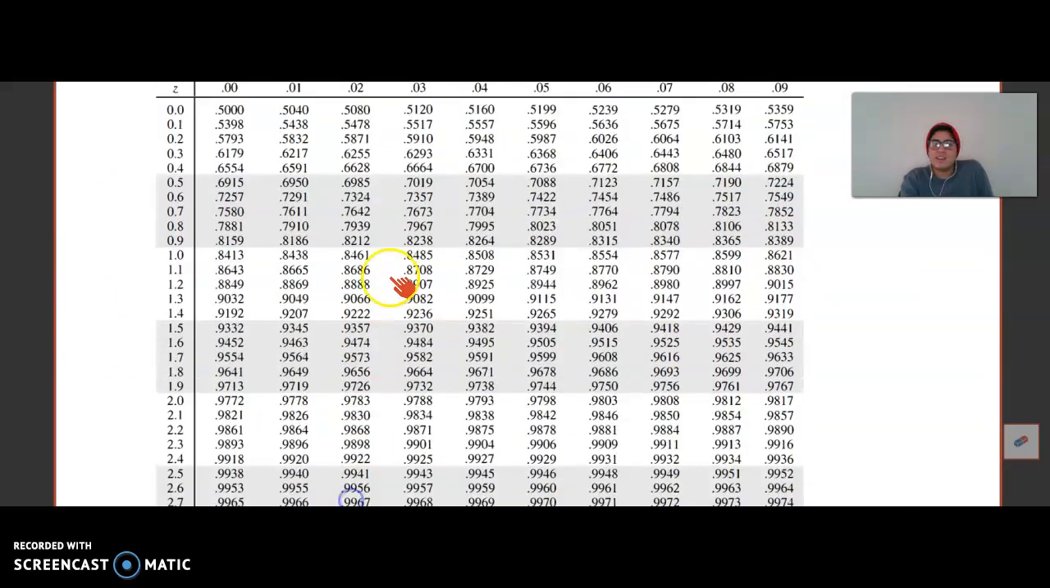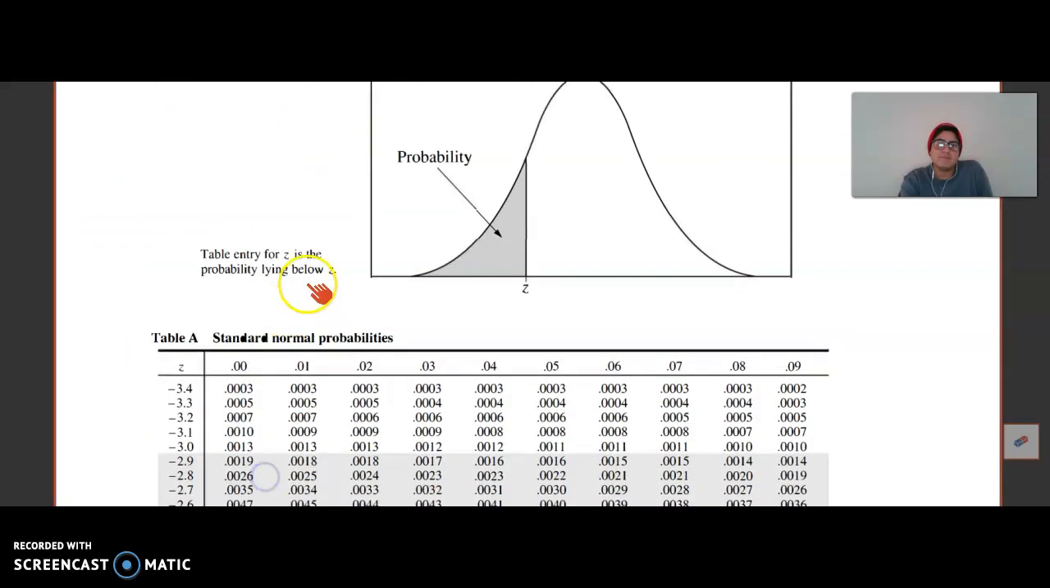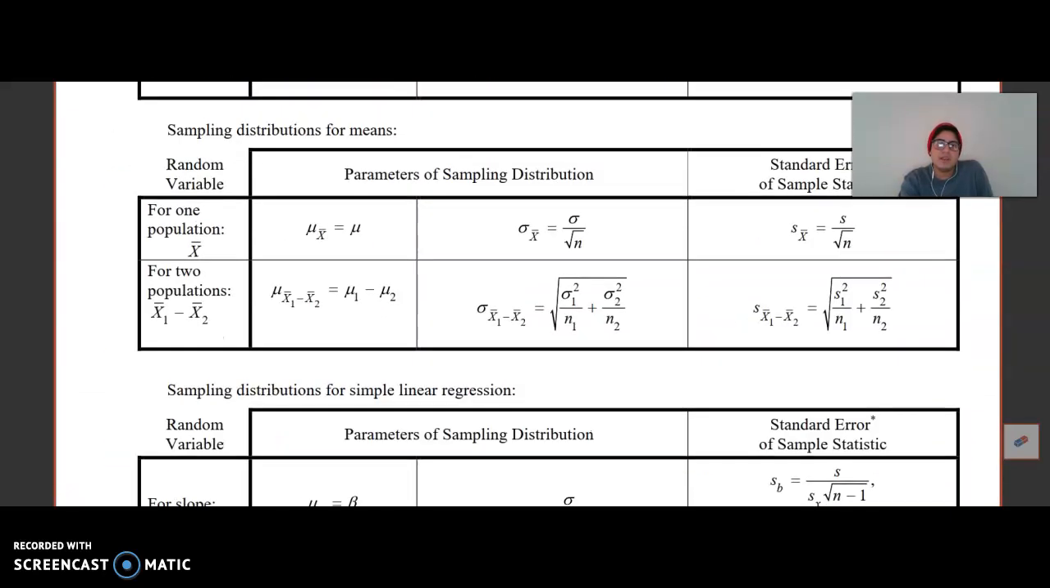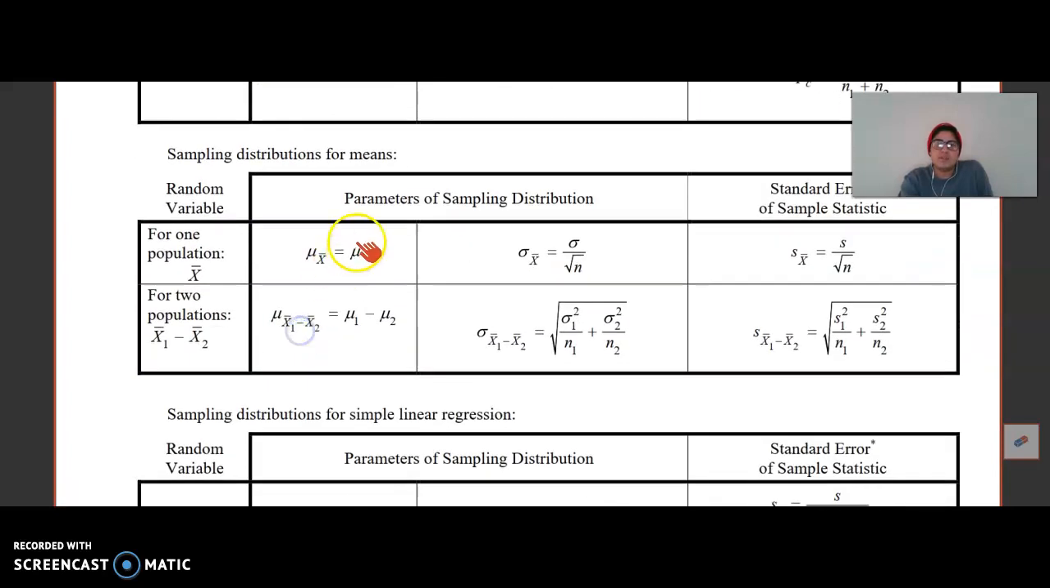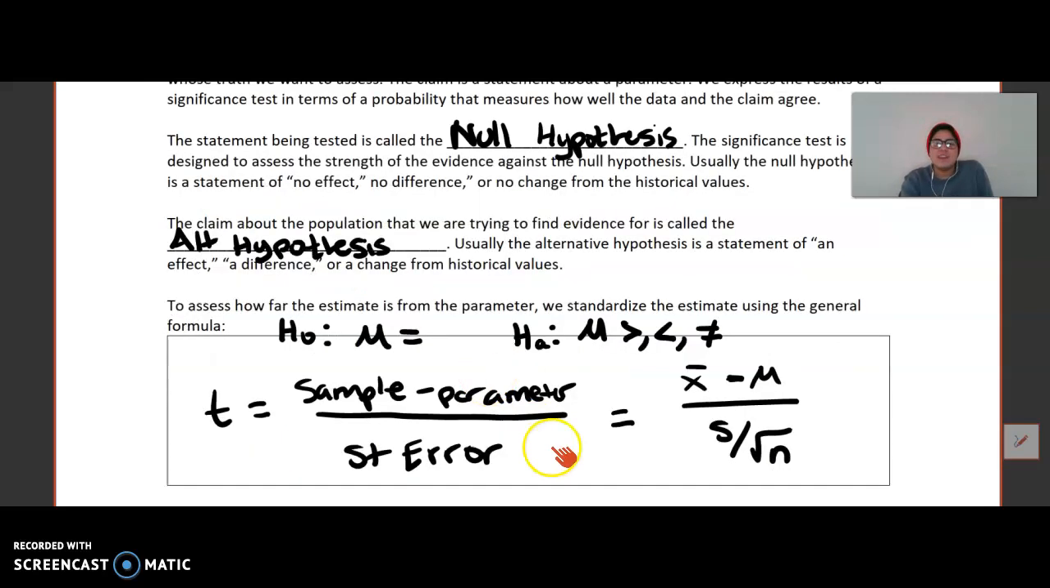And in case you ever forget these formulas, I'm pulling it up on my formula sheet. Here we go. For one population mean, here are the parameters. So here's the standard error, which you'll need in your denominator. Here is your claimed parameter, which is what you'll need for the right-hand side of the numerator.